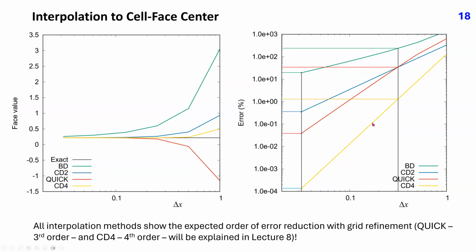All interpolation methods converge with expected order. For the first order upwind scheme, BD, the error reduces one order of magnitude when grid spacing is reduced one order of magnitude. For linear interpolation, CD2, the error reduces 2 orders of magnitude when the grid spacing is reduced by the same order. With quadratic interpolation, quick, 3 orders of magnitude reduction is achieved, and for cubic interpolation, CD4, the error reduces 4 orders of magnitude when grid is reduced by 1 order of magnitude. The cubic interpolation is by far the most accurate one.